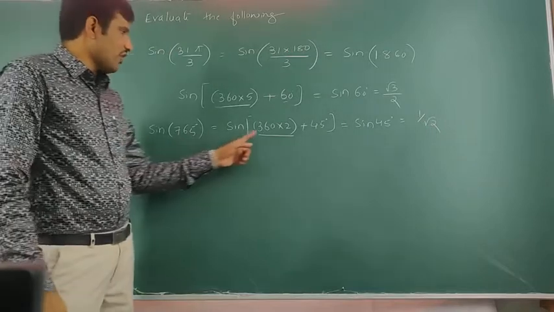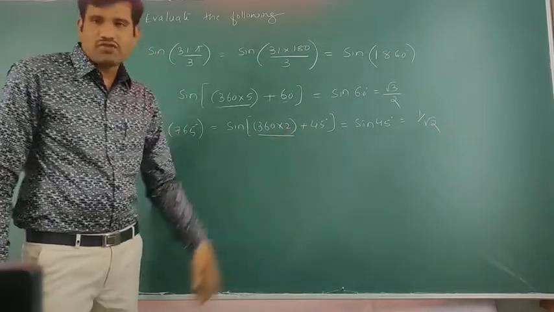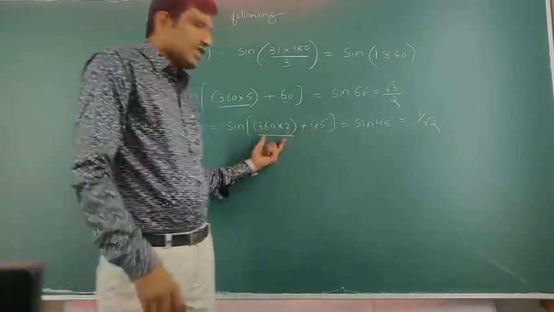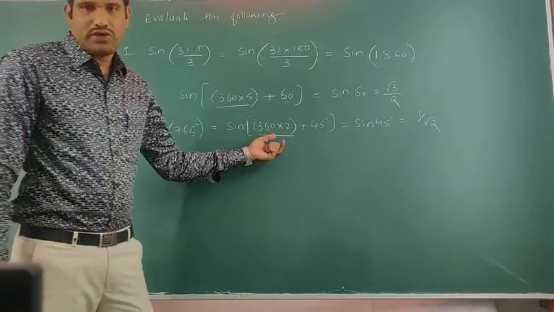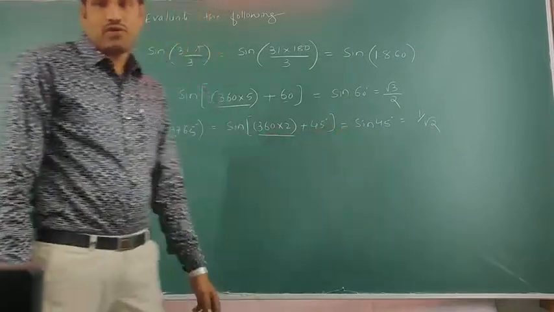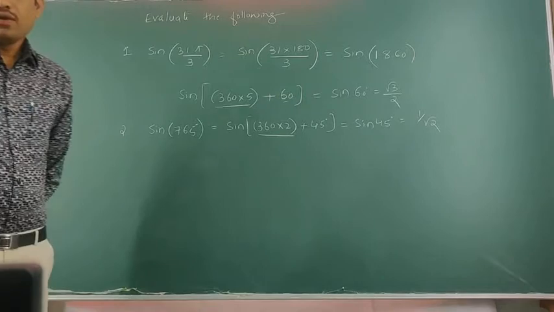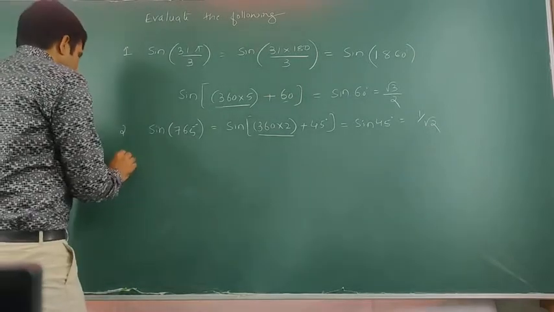So 765 we can write as 360 into 2 plus 45. That number of rotations, 360 into 2, we can neglect. That is simply equal to sine 45. What is sine of 45 degree? 1 by root 2.